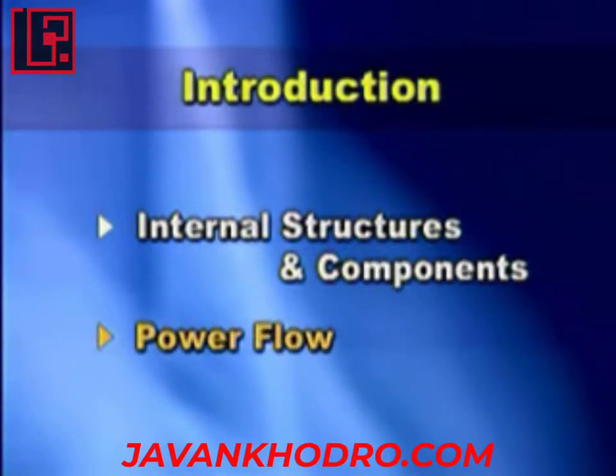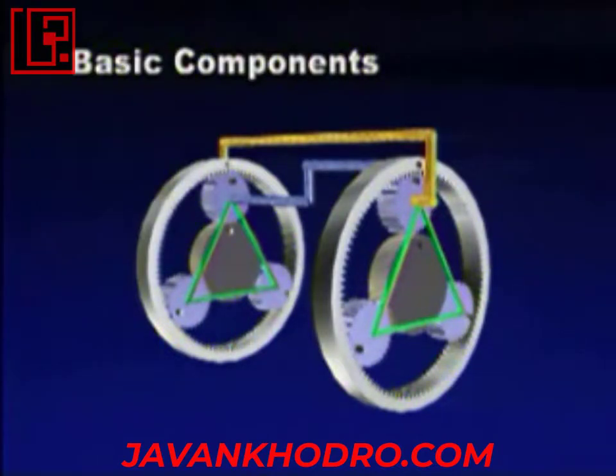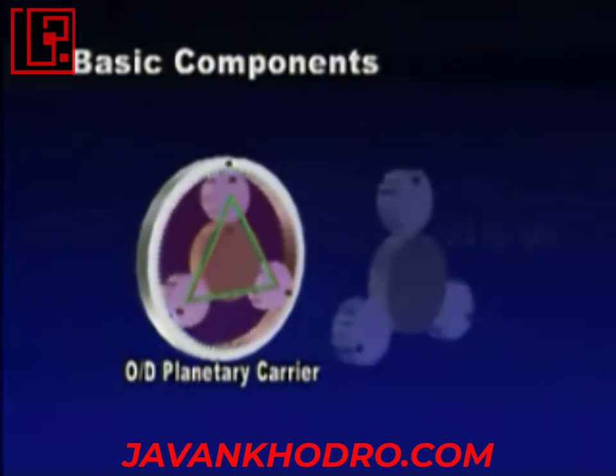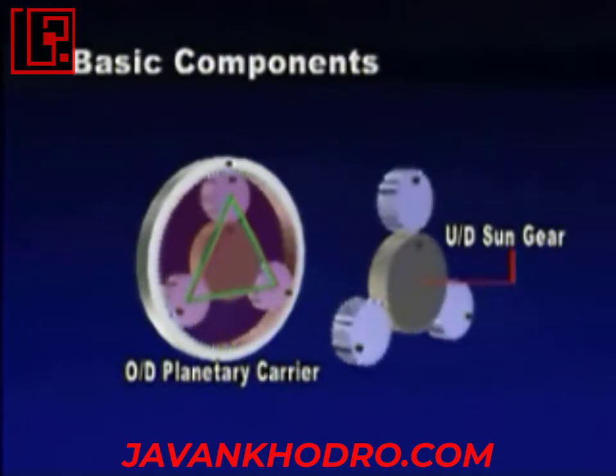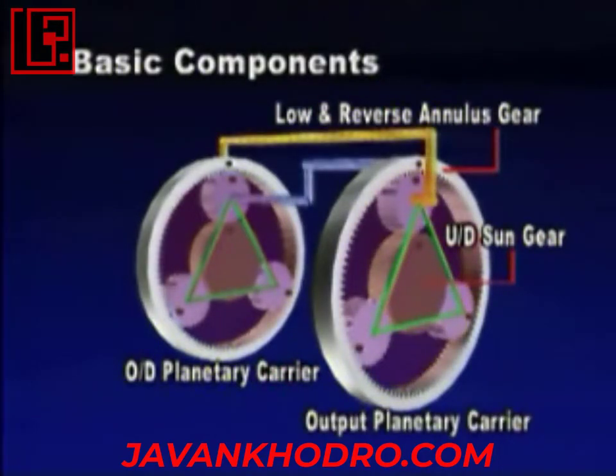Now let's look at power flow. It is very important to understand the basic power flow for the diagnosis of the Hi-Vec auto transaxle. Basic components for the power flow are the overdrive planetary carrier, underdrive sun gear, low and reverse annulus gear, and output planetary carrier. These 4 gears are the most important parts for power flow.